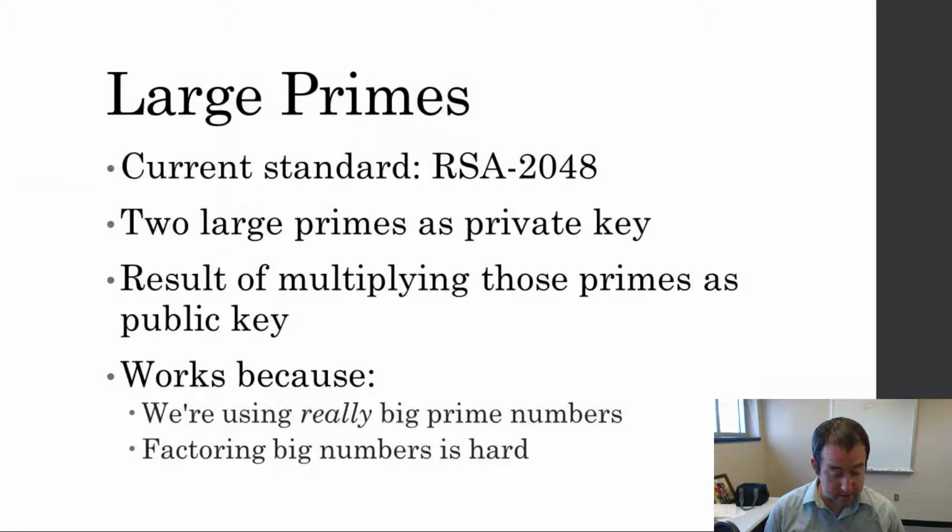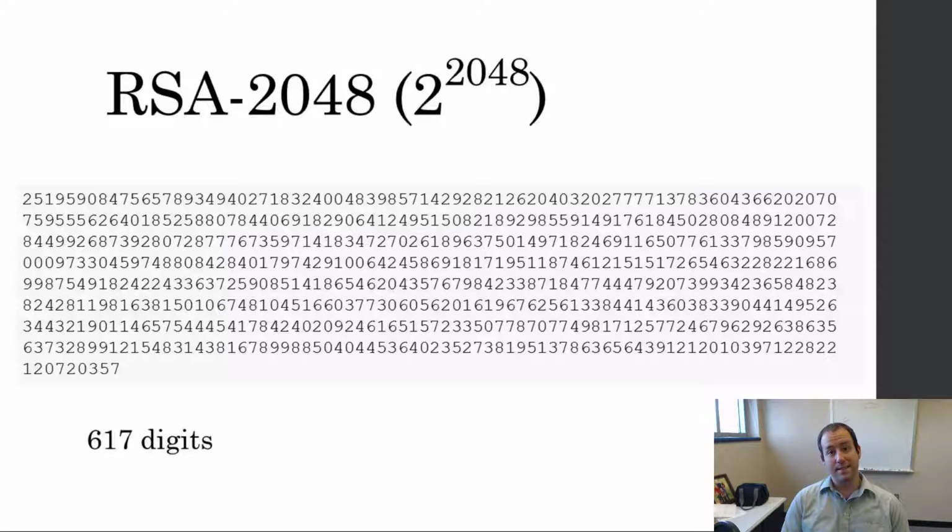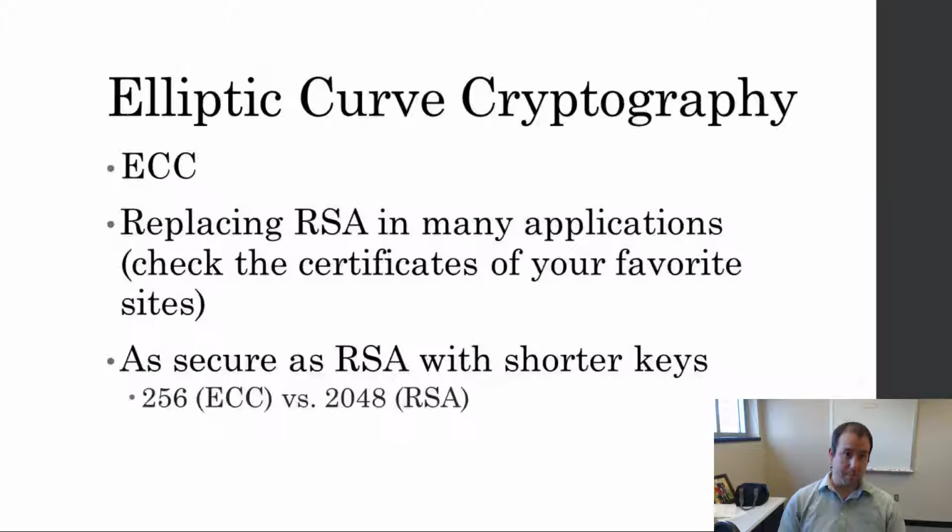And again, this is not nearly as large as the largest known primes with 22 million digits. We're talking 600 digits here for RSA-2048. It's still a really big number. If you thought IPv6 was a big number, look at that number, even bigger.